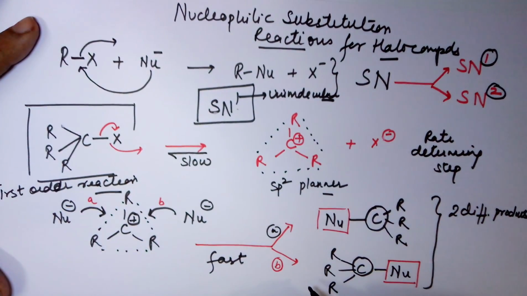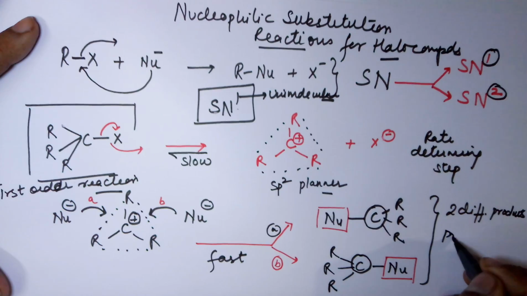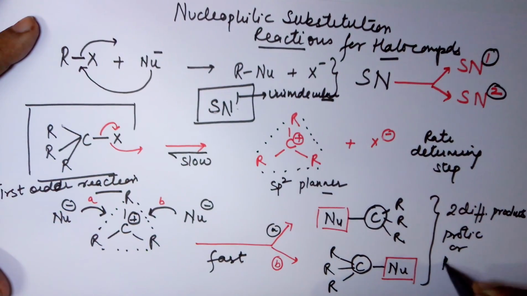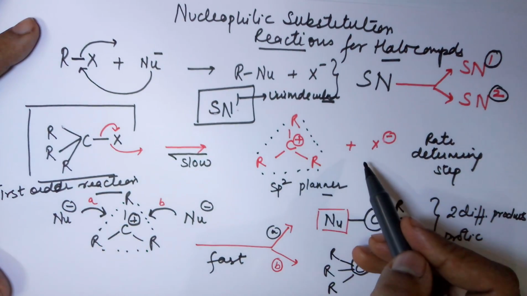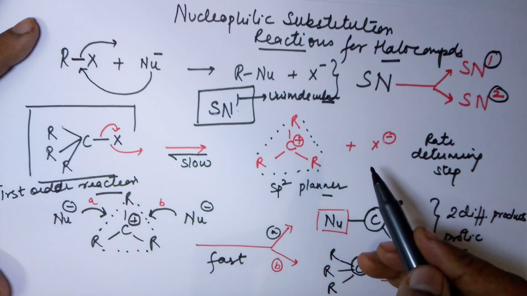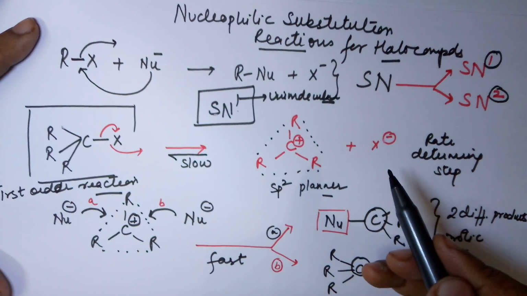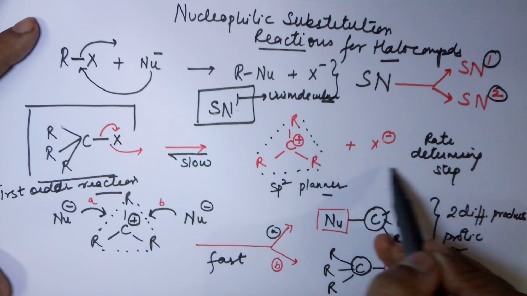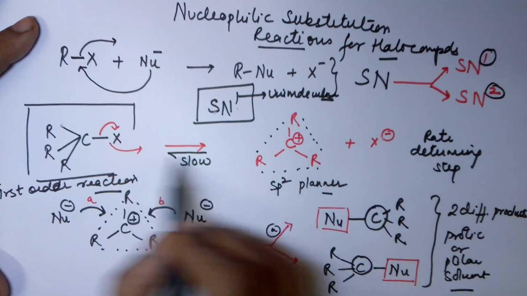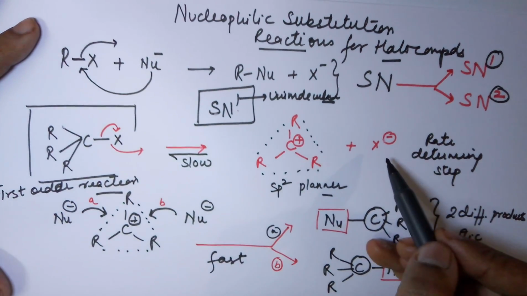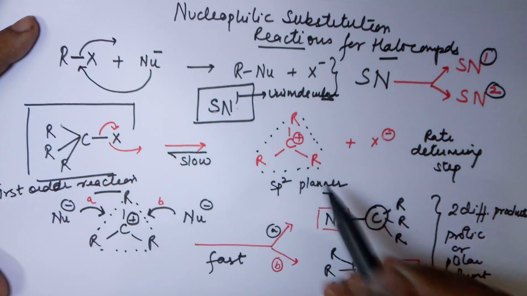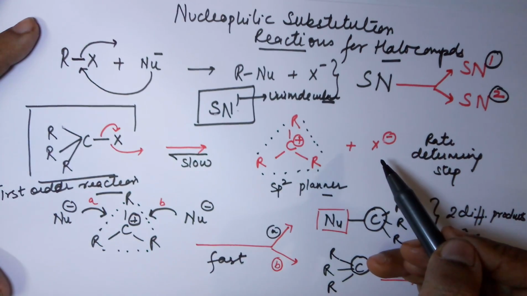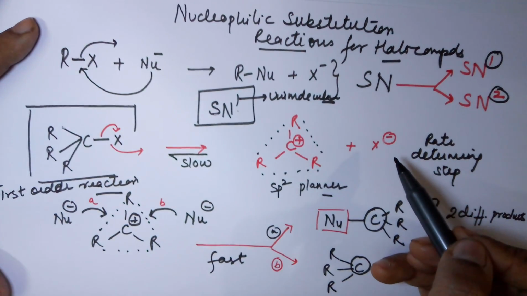A protic solvent is preferred. Protic or polar solvent would be preferred. Why so? If you have a polar solvent, the solvent would have a positive end and a negative end to it. It would have a dipole moment. Hence, it would stabilize the two products of the first step, making the first step faster. So a polar solvent prefers the reaction to move into the SN1 mechanism.